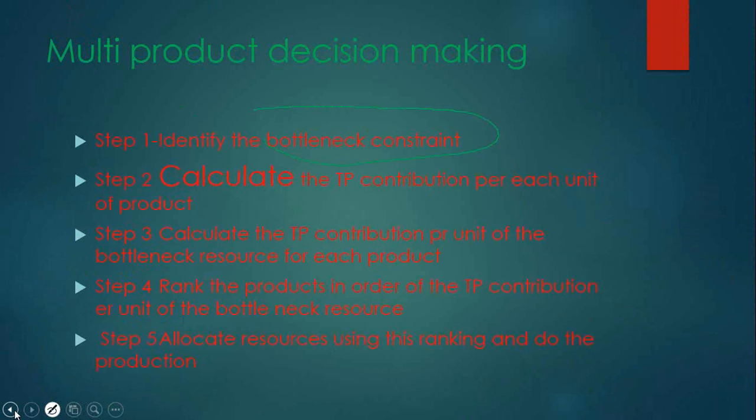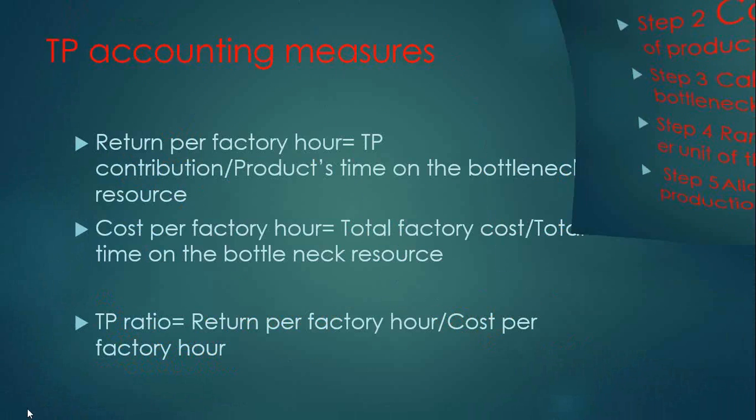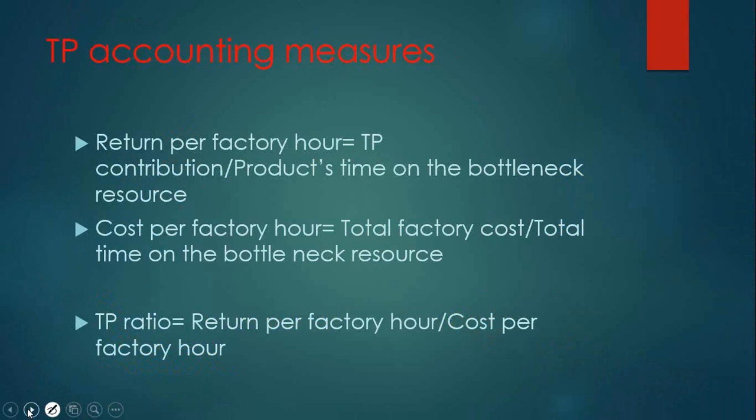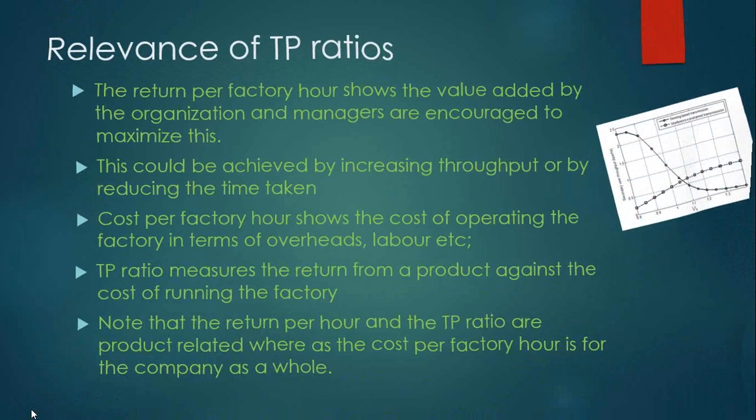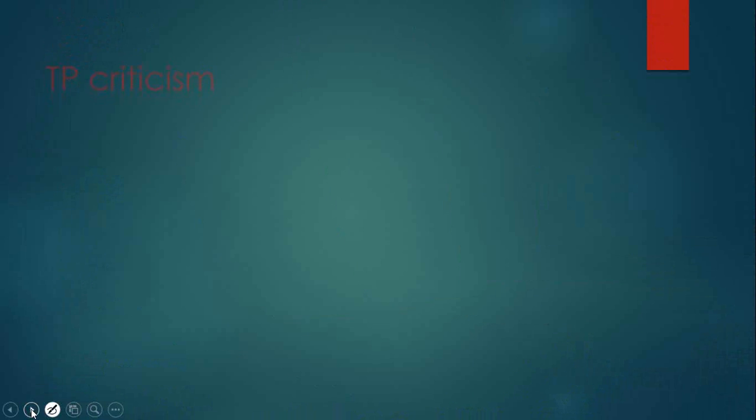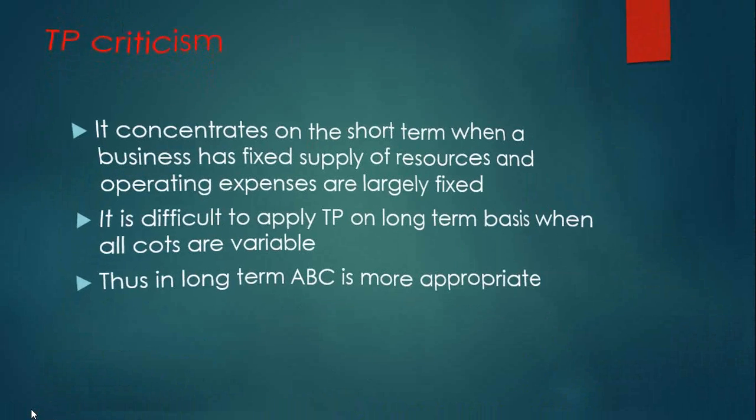So let me give you an example of how to do this. TP accounting measures, let's talk about them in a moment, but I want to go and allocate the resources and give you an example. These ratios, let them be for a moment. I want to look at a particular example and work it out. Let's assume that you have a product. Give me a minute. I'm going to take an example and work it out with you.